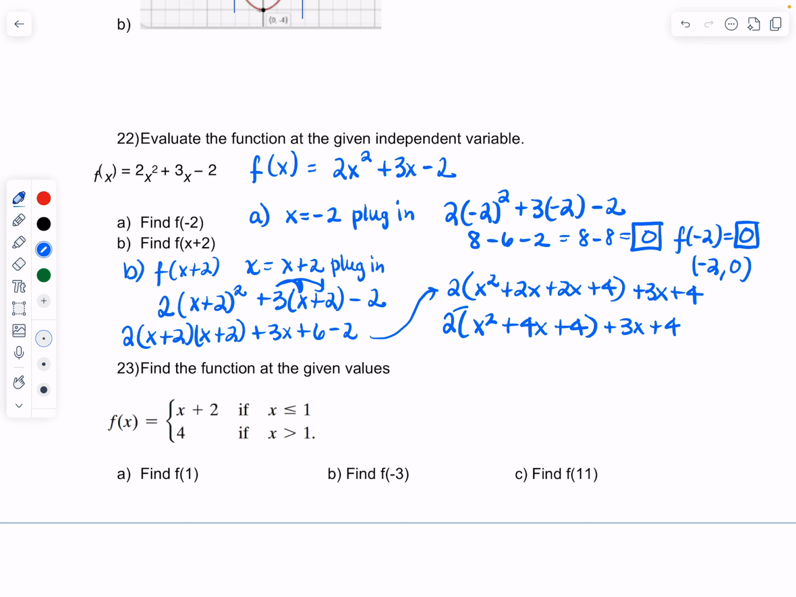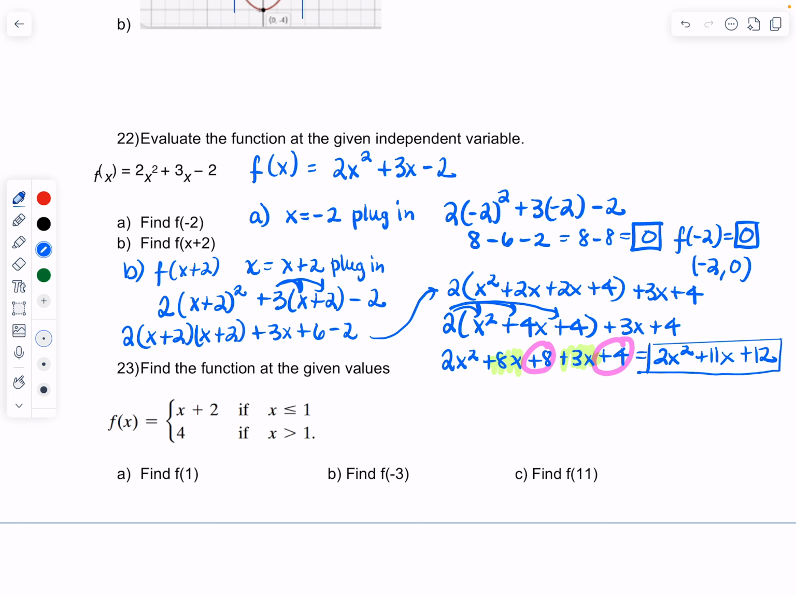Okay, now distribute. So 2x squared plus 8x plus 8 plus 3x plus 4. And lastly, I have to combine like terms. So 2x squared is by itself, and then I can add 8x and 3x together to get 11x. And then I can also add 8 and 4. 8 plus 4 is 12. Okay, so this simplifies down to 2x squared plus 11x plus 12. And that's my answer for part B.